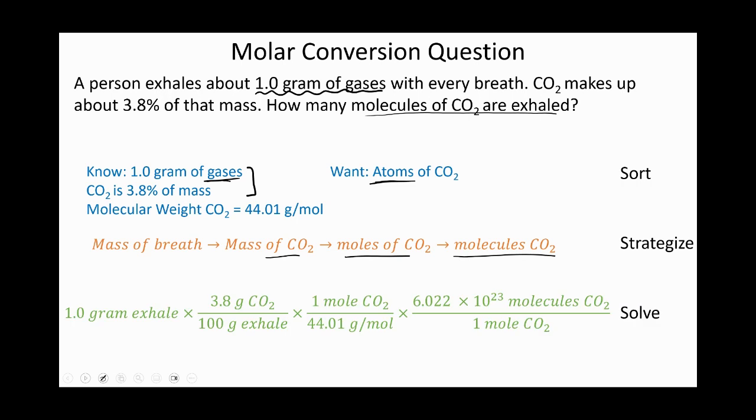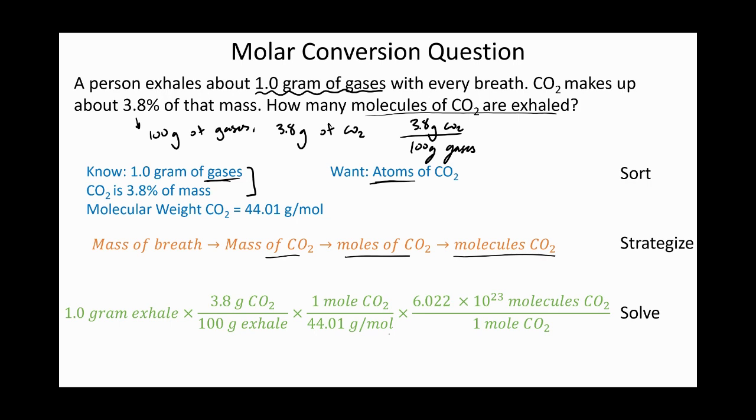And so if we go ahead and do that math, we'll take that 1 gram of gases exhaled, we'll multiply it by that percent by mass of CO2. So this 3.8% means that for every 100 grams of gases, there is 3.8 grams of CO2. And that ratio is 3.8 g CO2 for 100 grams of gases. So we do that right here. I put grams exhale instead of grams gases.